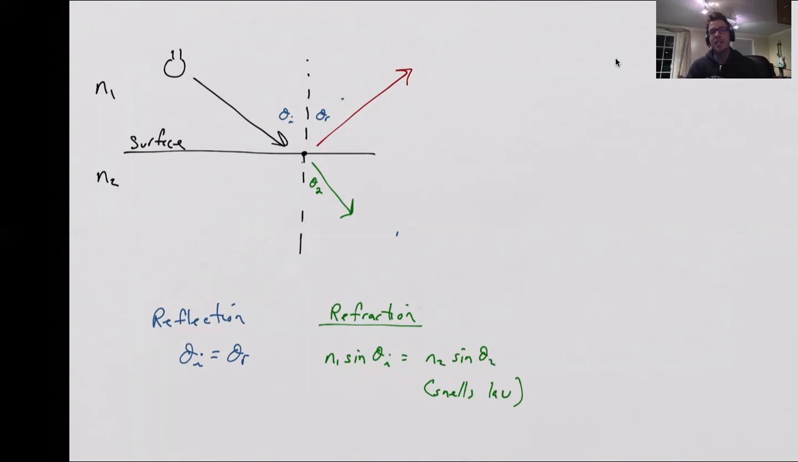And what it basically says is that the index of refraction times the sine of the incident angle is equal to the index of refraction of the new medium times the sine of that angle of refraction. Again, where everything is measured with respect to the vertical. And so with these two equations, we're able to figure out what trajectory light has when it's incident on a surface, right? Will it bounce or will it transmit through?